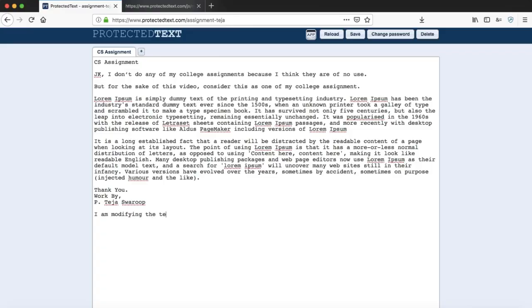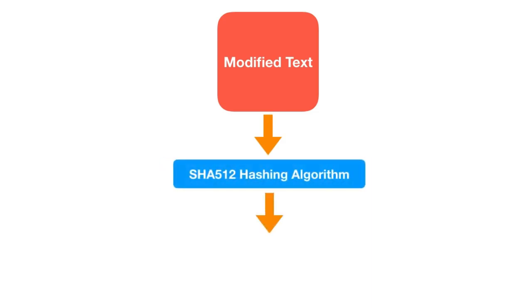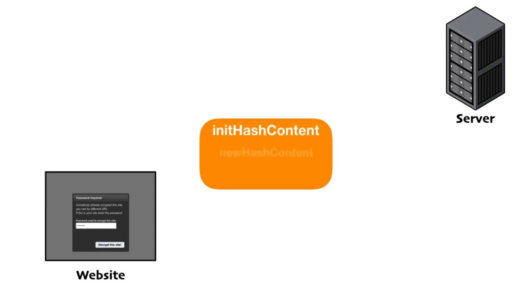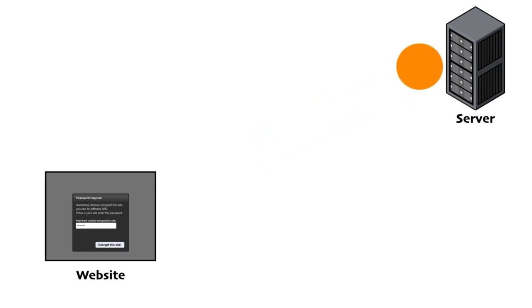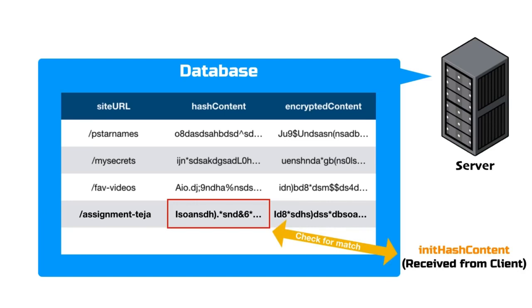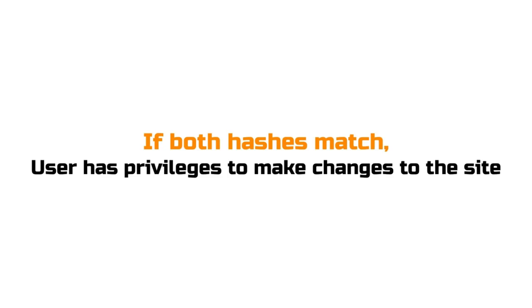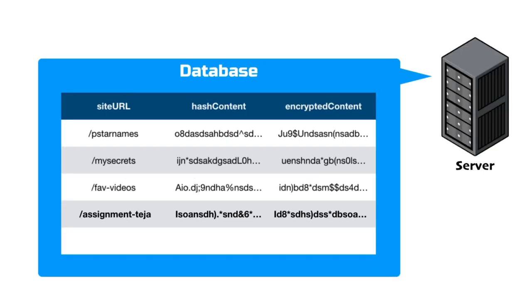Now, if you modify the text on the side and click on the save button to save the changes, this is what happens. The hash value of the modified text is calculated and saved in the variable new hash content. The values init hash content, new hash content, and the encrypted form of the modified text is sent to the server. The server then compares the init hash content with the already existing hash value of the database. If both match, it means the user has the required privileges to commit changes to the site. And then the hash value will be replaced with the new hash content, and the encrypted form of the modified text will be saved on the database.